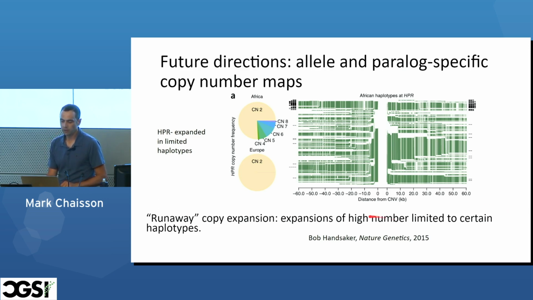This is Bob Handsaker's method, GenomeSTRiP. What they found is that certain haplotypes have what they call runaway expansions of gene copy number events. Here are a bunch of different human haplotypes, and here, only in African individuals did this gene HPR go through these runaway expansions.